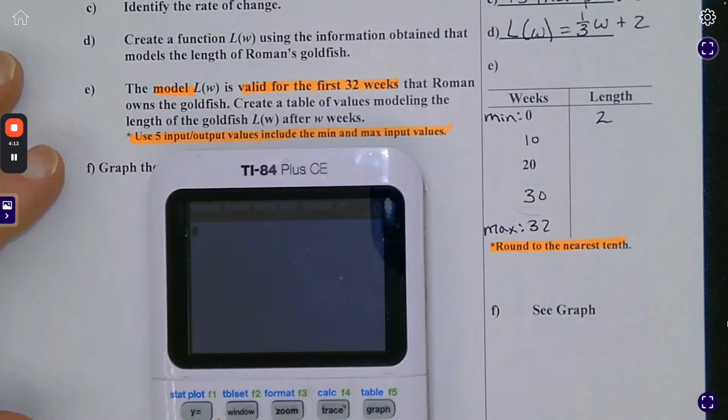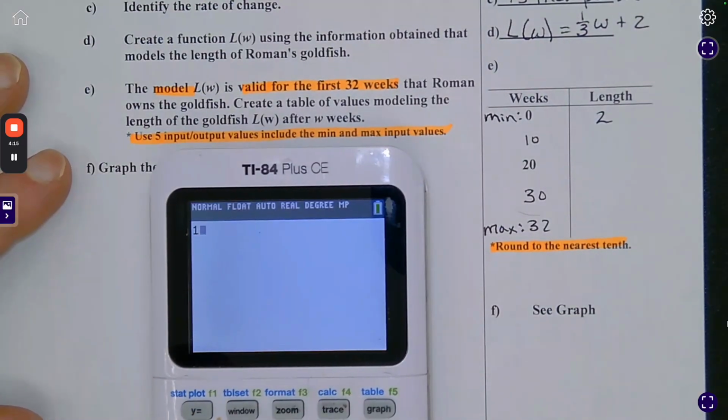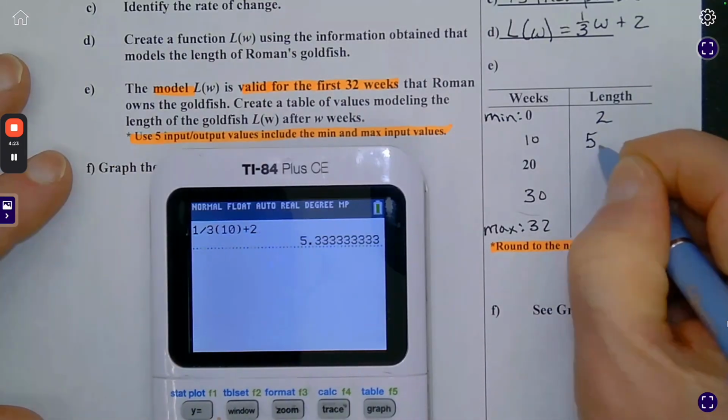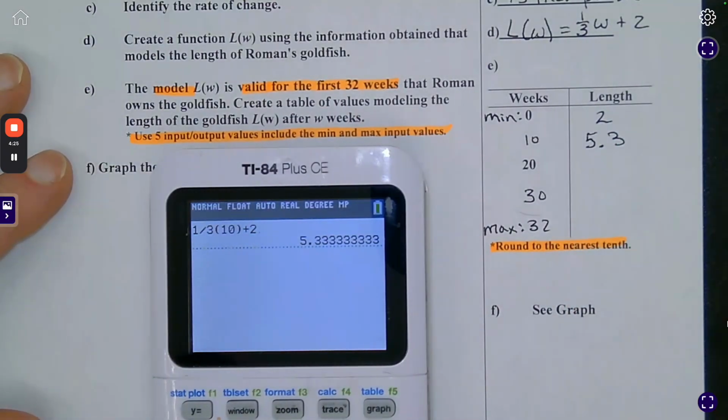Okay, so I'm going to put in a value of 10. So 1 divided by 3, that's what a fraction bar means. Input 10 plus 2. 5.3. Man, that goldfish is growing fast.